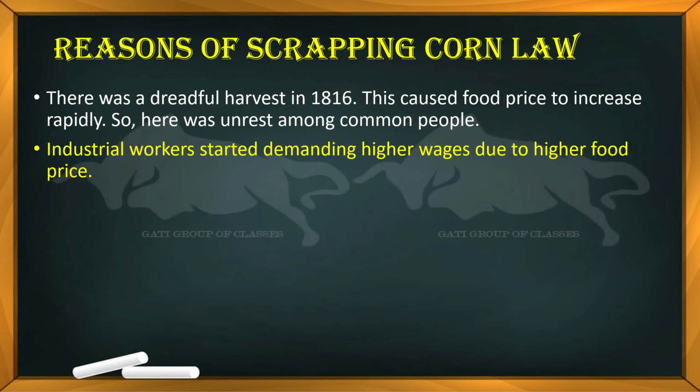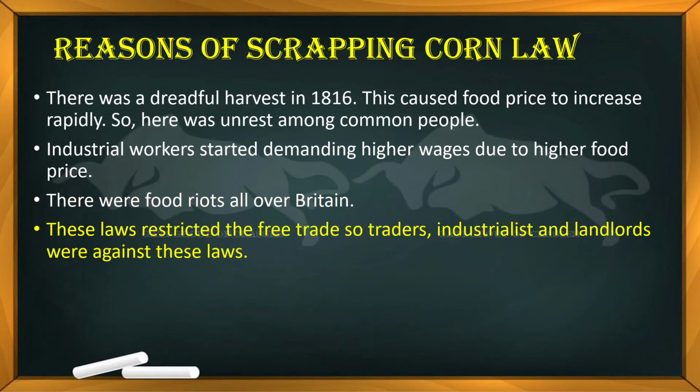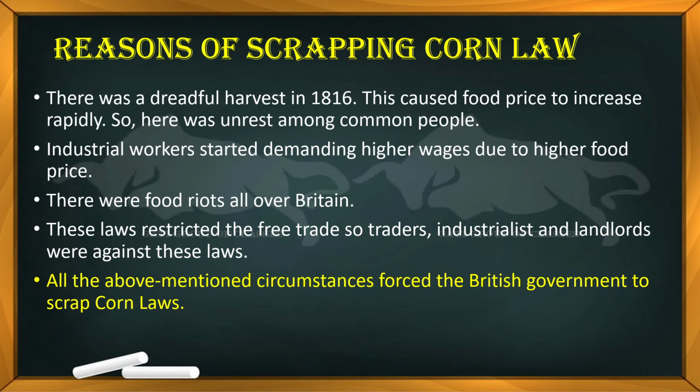It was a problem for the common people, and the industrial workers started demanding higher wages due to higher prices. There were many food riots, because people just wanted some food at a low cost. But that was not possible at that time in Britain. So the government restricted those laws. They demolished the Corn Laws, and these were the reasons that the government scrapped them.